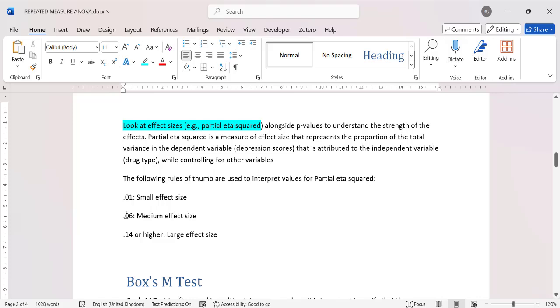While from 0.06 to less than 0.14 is a medium effect size. And then from 0.14 and above is a large effect size. So basically, if the p-value is significant, we want to know the contribution of each of the variables, how much variation of each of those independent variables can explain the dependent variable.